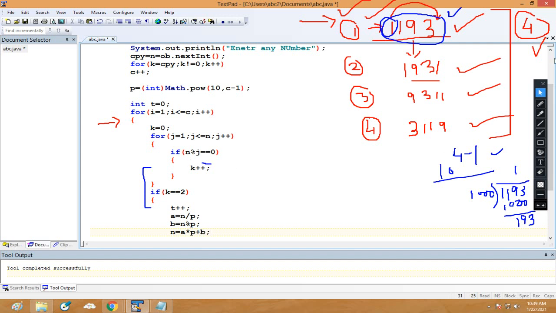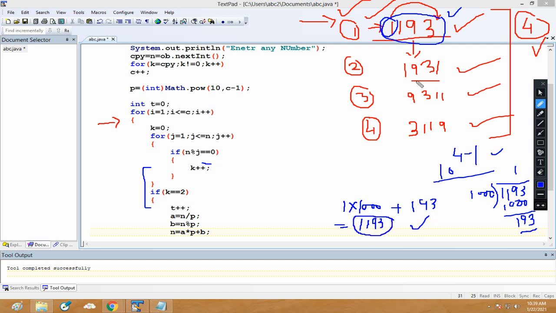See here what we are doing. The value of A is 1. So 1 into 1000 plus the remainder part, that is 193. So what you will get? 1193. So this is the second number which we are forming. Okay, sorry, something is wrong. So we need to multiply it by 10 and then add the extracted digit.